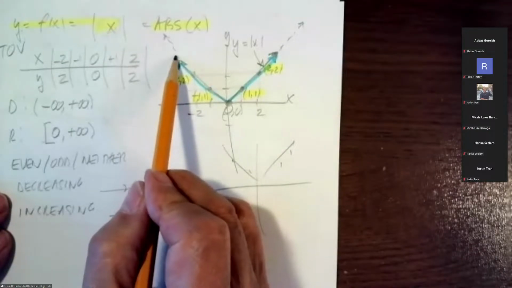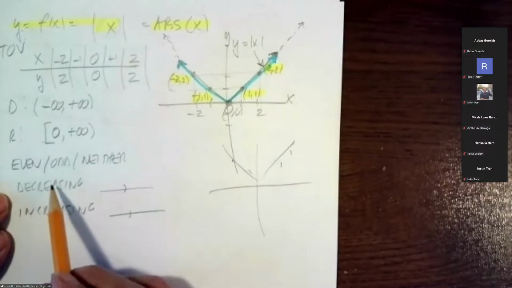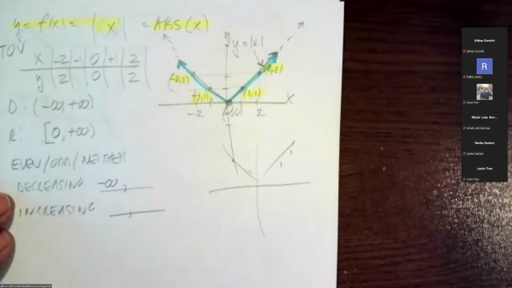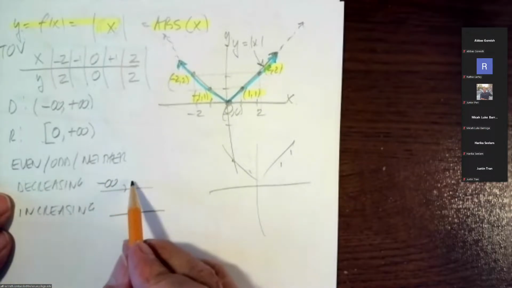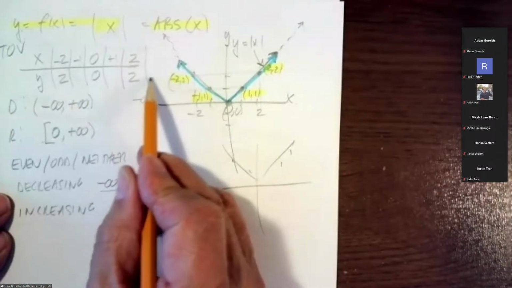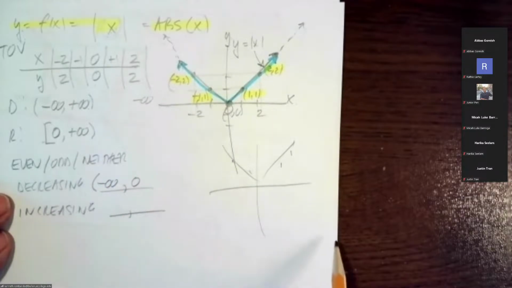I think from negative infinity. So it's decreasing from x is negative infinity to where? To 0. Okay, so from anywhere out here, x is a large negative number, to 0, and we don't include negative infinity, so I'll put a parenthesis there. How about the 0? Do we include the 0?